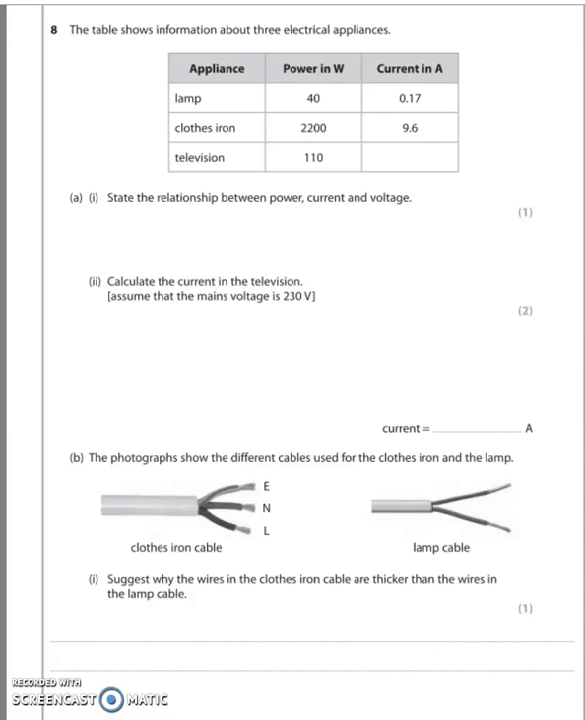Paper 1R, June 2016, question 8. A question about electrical appliances, power and current. In the table at the top, 3 examples of appliances: lamp, iron and television. Question A1 says, state the relationship between power, current and voltage. So we're thinking about P = I V here, which in words is power equals current times voltage. Write it out in words.